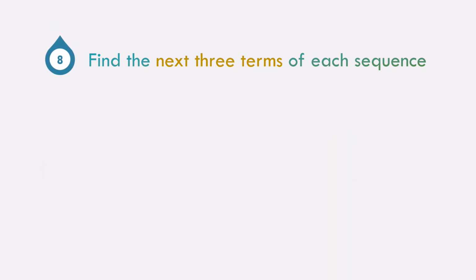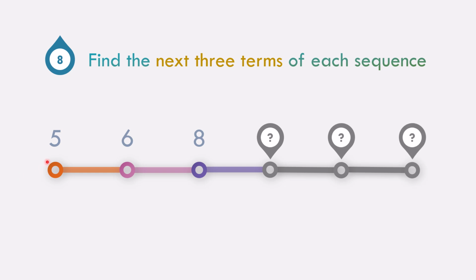How about number 8? Let us find the next three terms of the sequence 5, 6, and 8. Let us see what could be the pattern. From 5 to 6, we need to add 1. From 6 to 8, we need to add 2. So it means continuously, we need to add 3, 4, and then 5. So 5 plus 1 is 6. 6 plus 2 is 8.